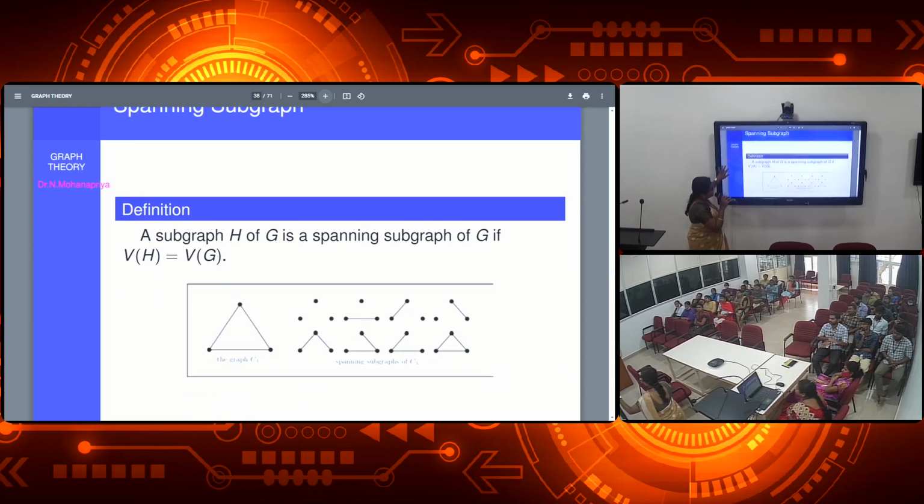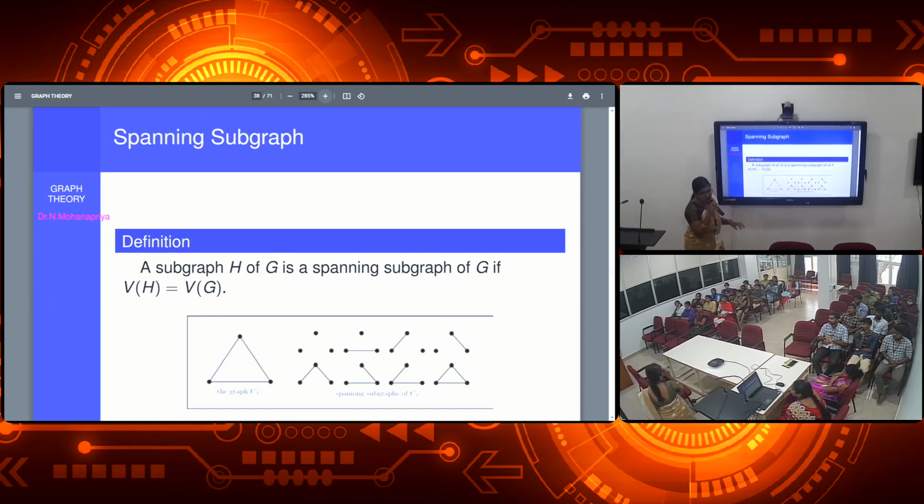Spanning subgraph. As we have seen in the proper subgraph, the vertex set of H is not equal to the vertex set of G. But in a spanning subgraph, the vertex set of H and the vertex set of G are both equal. Then the same number of vertices should be considered in a subgraph. But we need not be bothered about the edges.